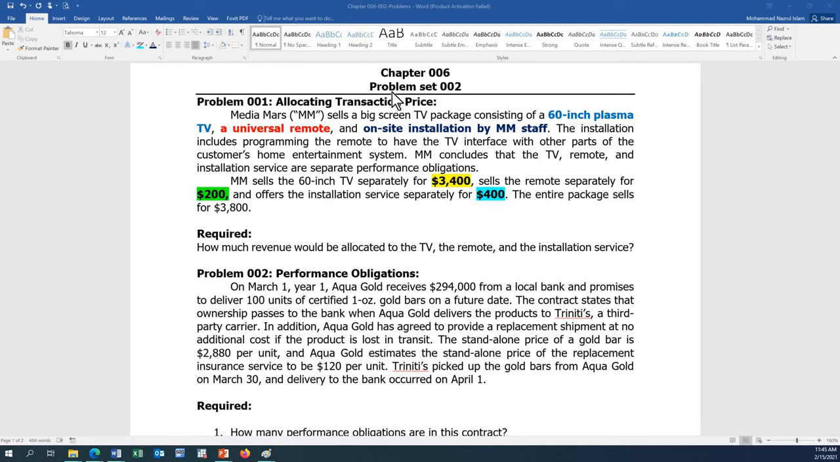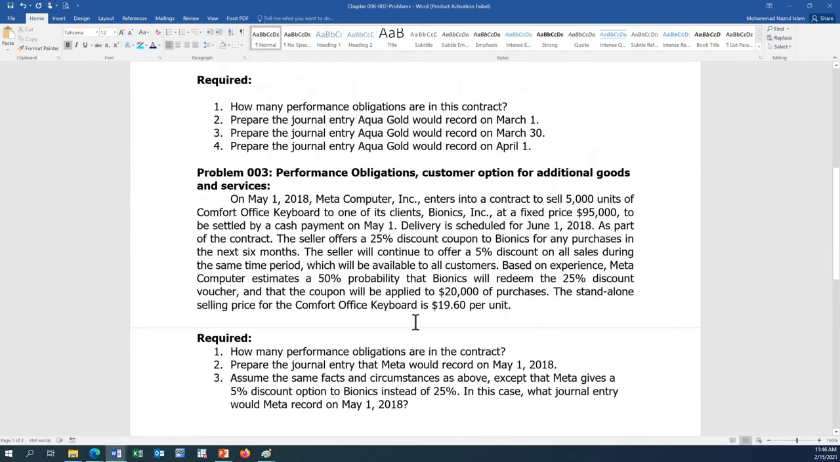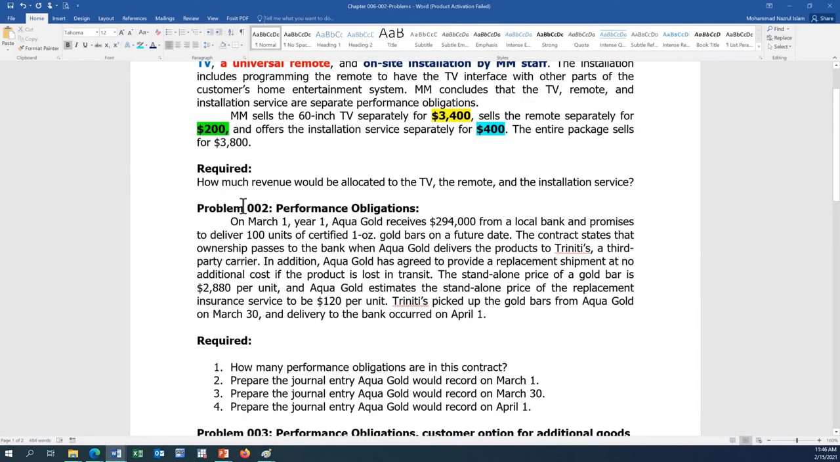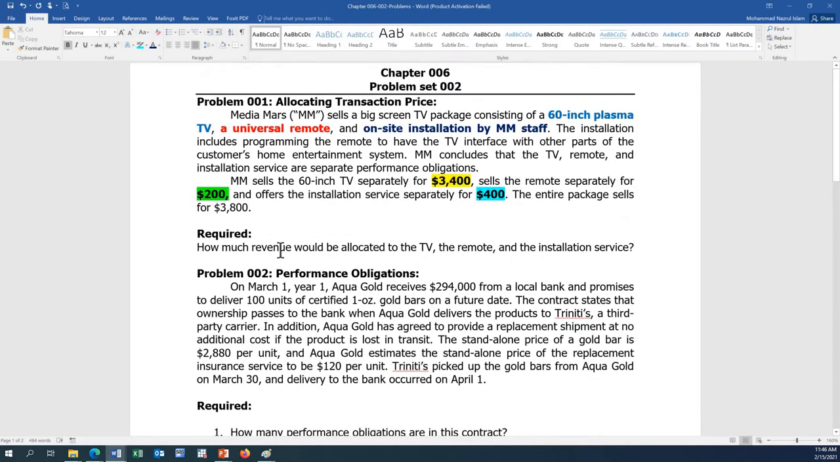Hello, welcome again. This is our problem set 2 from chapter 6. We can see that there are three problems, problem number 1, 2, and 3 in this problem set. So we will be solving these three problems.